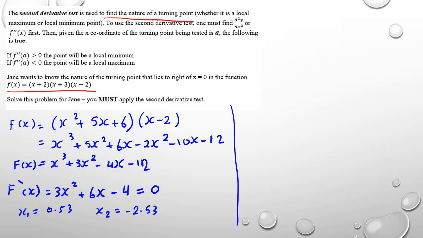Now, after I found the turning points, I need to find the nature of the turning points. And it says here in particular, you have to use the second derivative test, which is this one here. Because it's the second derivative, you have to double differentiate your function. So double differentiate, we'll come to this one here. 3x squared differentiate is 6x plus 6. Now to substitute, so you will take the point that you've chosen. The first one is 0.53, I will substitute it in the double differentiated function.